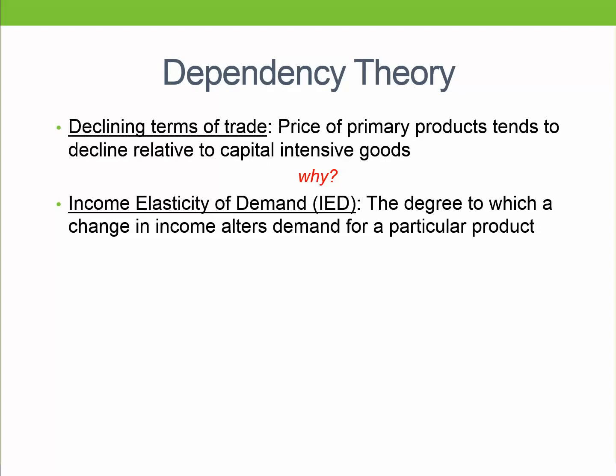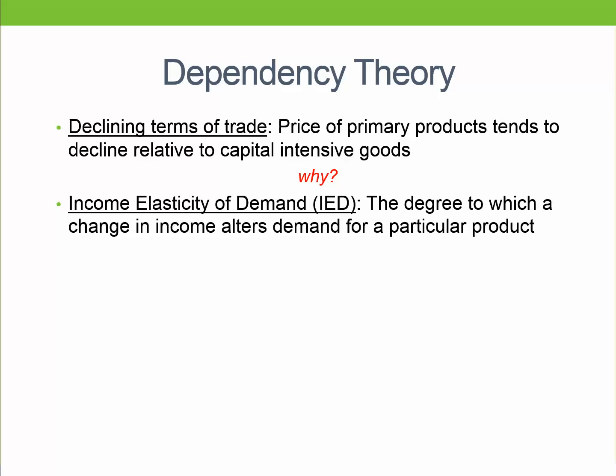Dependency theory argued that this was harmful in the long run to developing countries because of a concept known as declining terms of trade. The idea here was that the price of primary products, again, agricultural goods and products from mines and oil, etc., are going to decline relative to capital intensive goods or manufactured goods. Why is that? Well, it was based on another concept called the income elasticity of demand, the degree to which a change in income alters demand for a particular product.